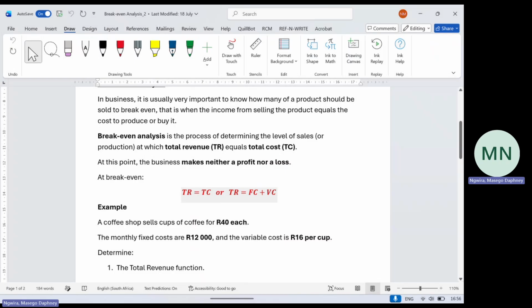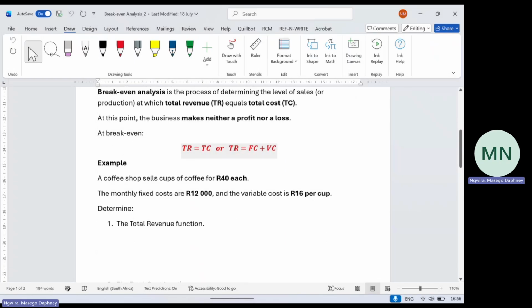So we have an example. A coffee shop sells cups of coffee for 40 Rand each. The monthly fixed costs are 12,000 Rand and the variable cost is 16 Rand per cup. So 12,000 Rand is our fixed cost, which is FC. And the variable cost, 16 Rand per cup, is our VC.